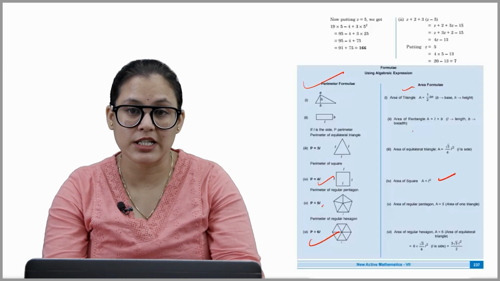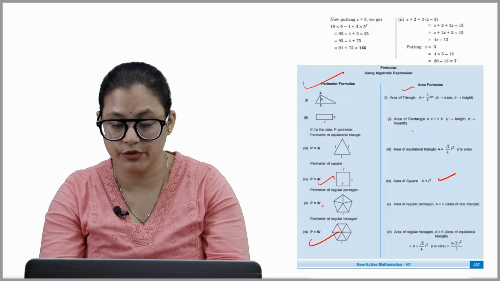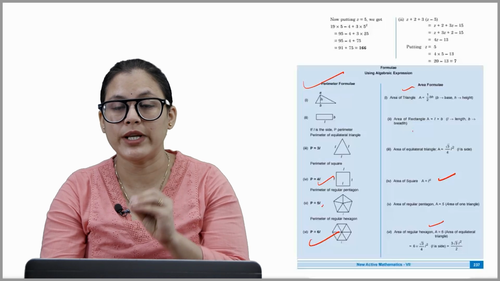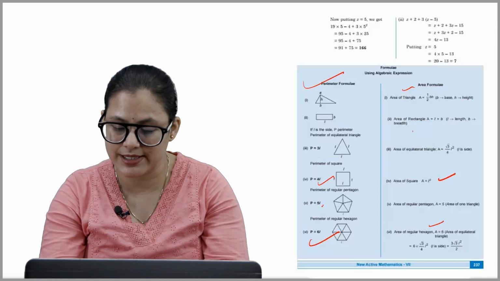Area of a regular pentagon is equal to 5 into area of one triangle, and area of a regular hexagon is what? Area is equal to 6 into area of an equilateral triangle, that is 6 into root 3 by 4 L square, where L is the side.